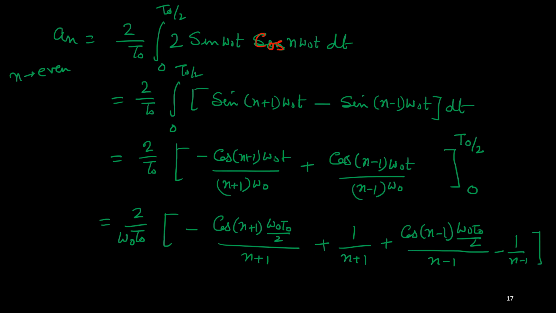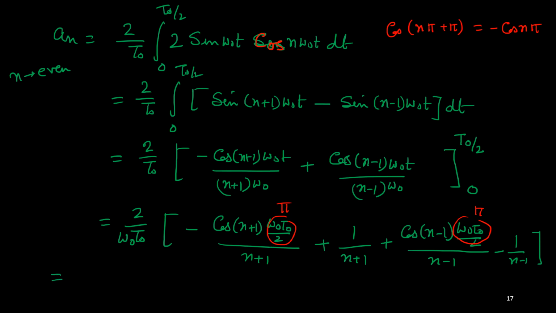Now this is omega naught t naught equal to 2 pi. So it is pi. And cos of n pi plus pi is only cos n pi minus cos n pi. Okay. So this we can replace by pi. And again, cos of n pi plus pi is the same as minus cos n pi, since cos of pi plus theta is minus cos theta. So it is basically becoming minus cos of n pi. So minus and plus. So 1 plus cos of n pi.